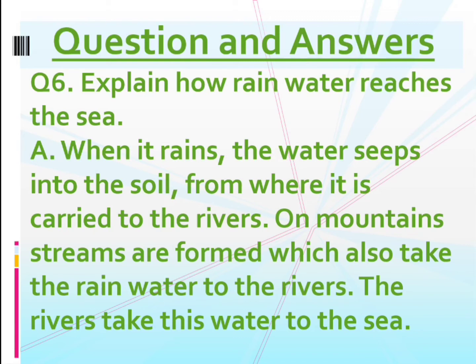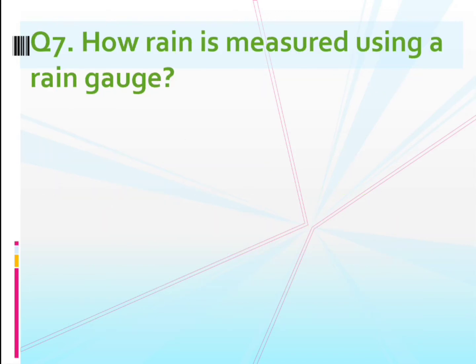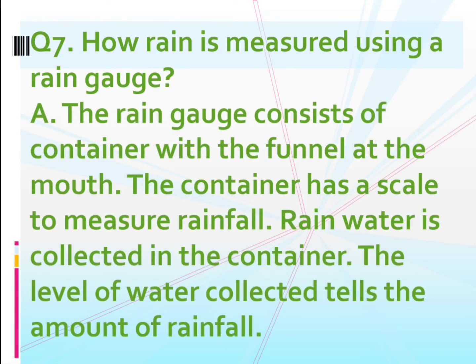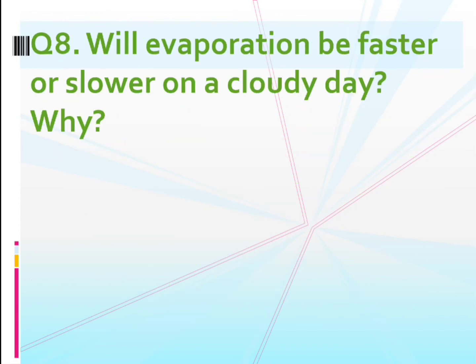Okay, next question. How is rain measured using the rain gauge? So it consists of a container with a funnel at the mouth, at the tip of it, isn't it, children? And the container has the scale to measure the rainfall. The rainfall is collected in the container, and the level of the water collected tells the amount of rainfall. Okay, next question. Will the evaporation be faster or slower on a cloudy day? Why?